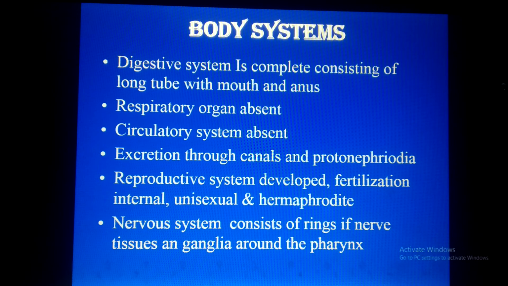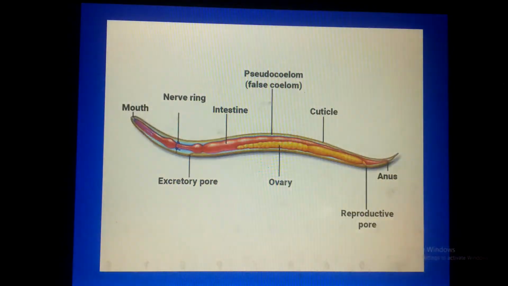Reproductive system developed. Fertilization is internal. They are unisexual as well as hermaphrodite. Unisexual means male and female partners are separate. So this is a very advanced character. And hermaphrodite, both male and female present in the same organism. The nervous system consists of rings of nerve tissue, also known as ganglia, around the pharynx. Like in the Platyhelminthes, you see the ganglia and nerve cords moving along the lateral, dorsal and ventral sides. Here there are also ganglia around the pharynx.